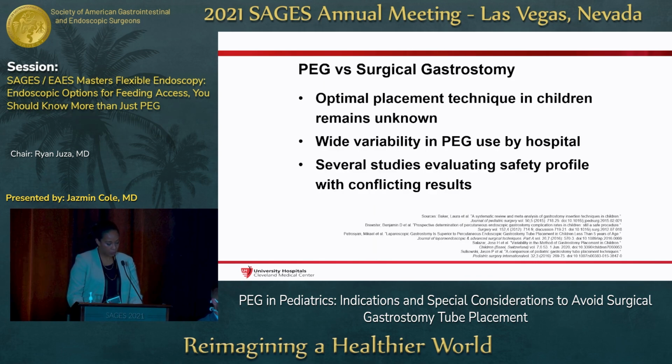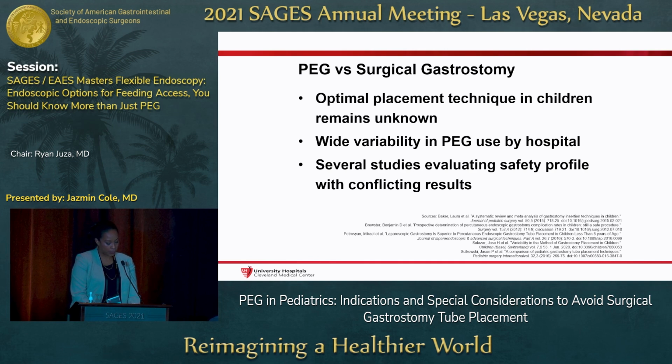So an important question that's been raised in the pediatric surgery and the medical pediatrics literature is which technique for enteral feeding access is best for pediatric patients. And several studies have been performed to attempt to answer that question, investigating the frequency of PEG use versus surgical gastrostomy, complication rates, quality of life. The issue is that all of these have been retrospective studies and they've had conflicting results, and no randomized controlled trials have been performed comparing PEG and surgical gastrostomy.